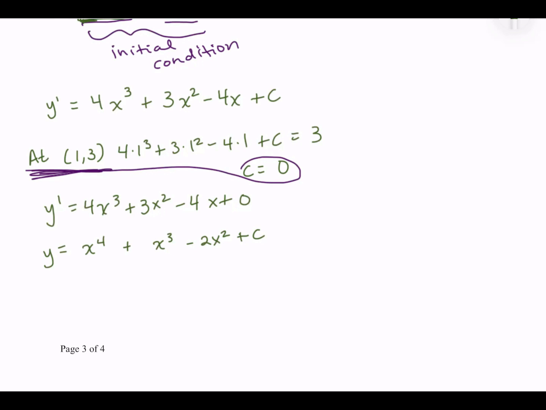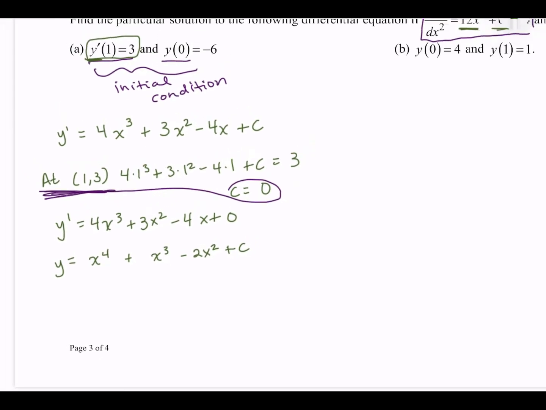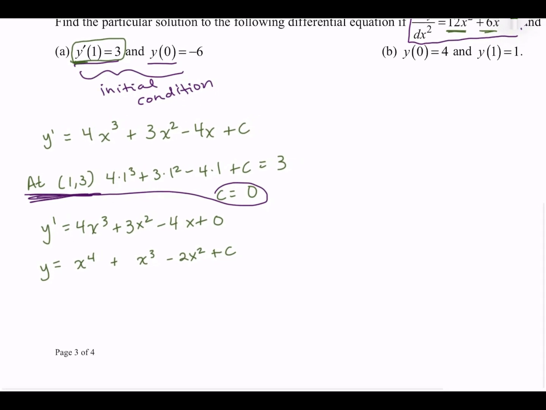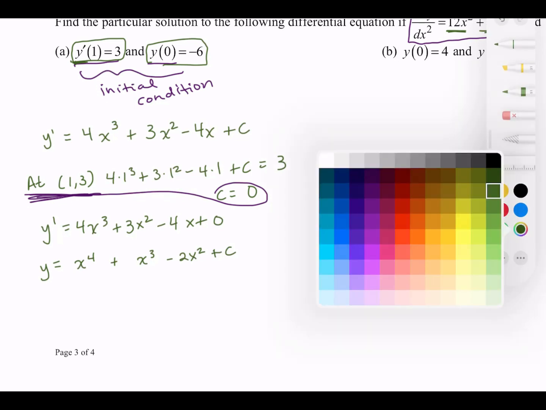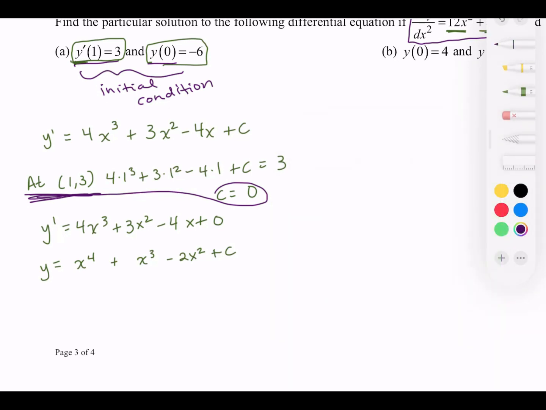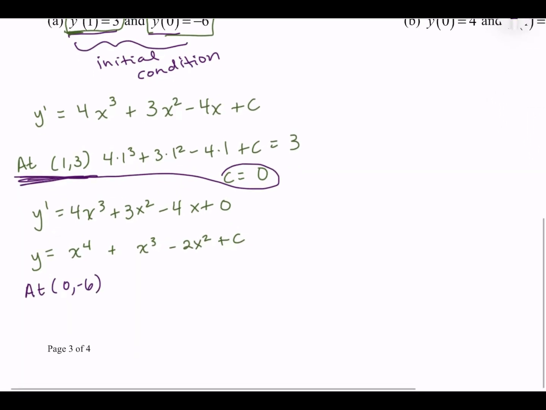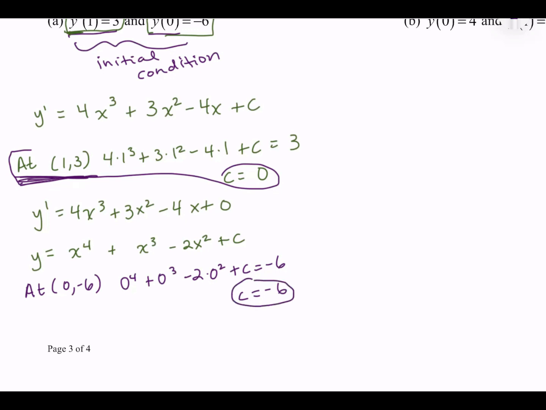So I have another plus c that I need to solve for, now using my other initial condition. So this initial condition is for y, which I have now. And so I'll switch back to purple when I plug in my initial condition. So at 0, -6, I really should have done this step in purple too if I were good at color coding. But at 0, -6, I will get 0 to the 4th power plus 0 cubed minus 2 times 0 squared plus c equals -6. So c equals -6.